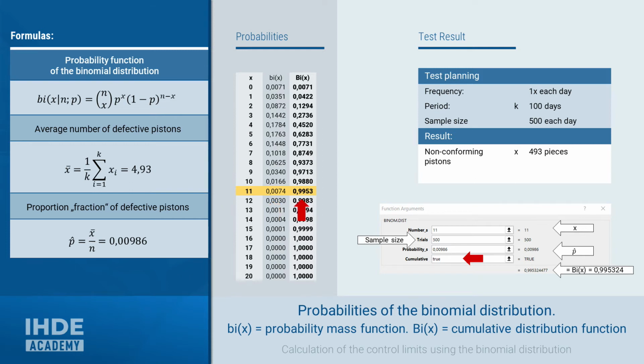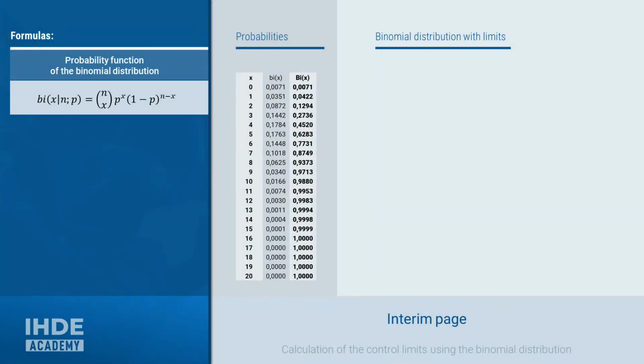0.74%. If you set the cumulative input field to true, the previous individual probabilities are added up. Here, in the column capital BI, we find the sum of all individual probabilities of x0 up to and including x11. The result is then 0.9953. It is precisely these summed probabilities that we need to calculate the control limits. Let's just create some space and on we go.